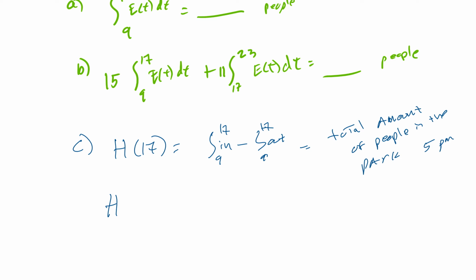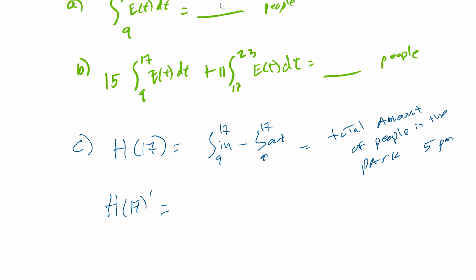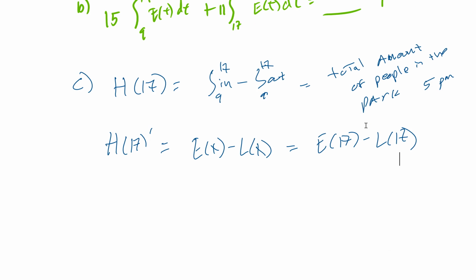And then H prime of 17. Well, let's figure out what H prime is first. We're going to take a derivative of this. Actually, let's go back up here to the equation they gave us. They want to take a derivative of that guy. Remember, derivative and integral cancel each other out, so all you're going to get is E of x minus L of x. When we plug in 17, we get E of 17 minus L of 17. Now remember, E and L are people per hour, so the answer you get is going to be in people per hour.